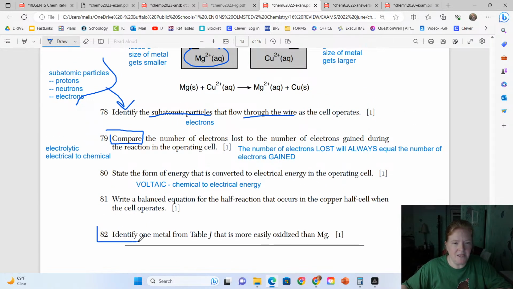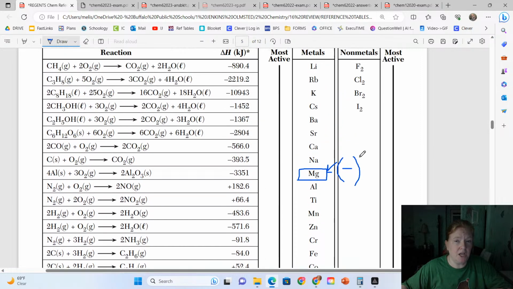Let's look at this one. It's a relatively easy question. Identify one metal from table J that is more easily oxidized than magnesium. So reference table J. Here's magnesium. What would a metal be that is more easily oxidized? Well, it would be any of these. So those would all be right answers. You just have to say one of them.